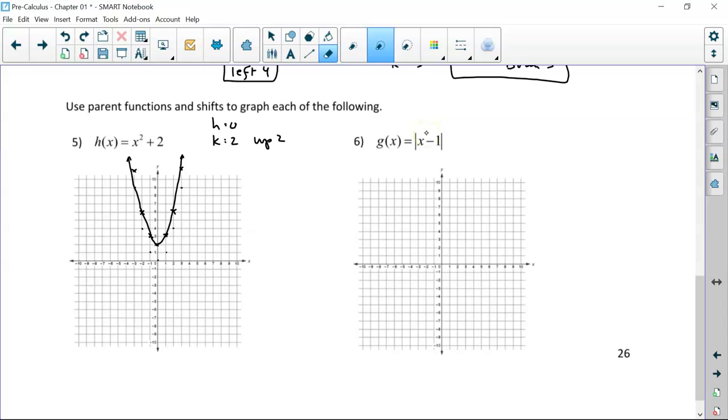Now, g of x is the absolute value of x minus 1. So the absolute value of x, 0, 0, 1, 1, 2, 2, 3, 3, 4, 4, and so forth, looks like that v. So now, h, because we have a value in parentheses, is a positive 1, and k is 0. So what we're going to be doing is we're going to the right 1. So take each point and go to the right 1.